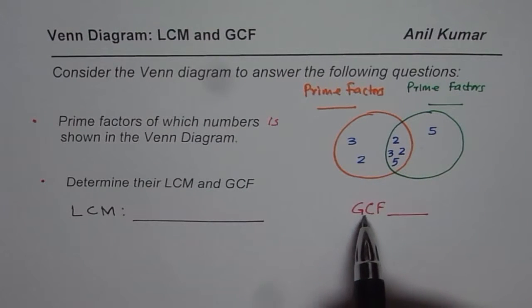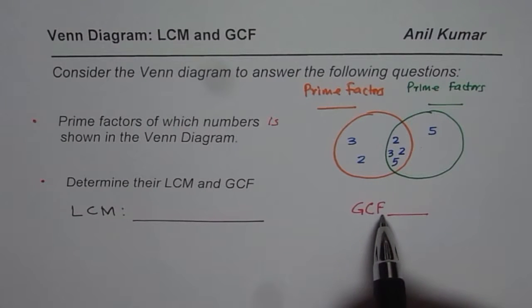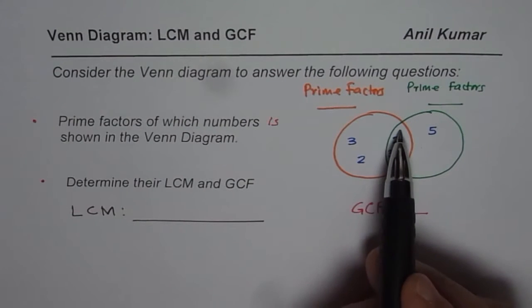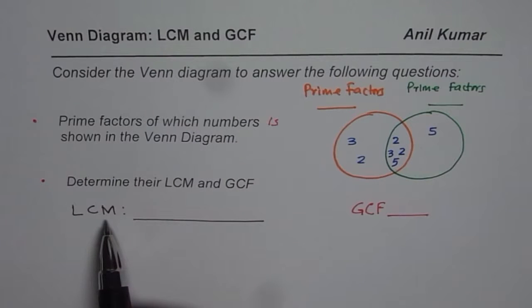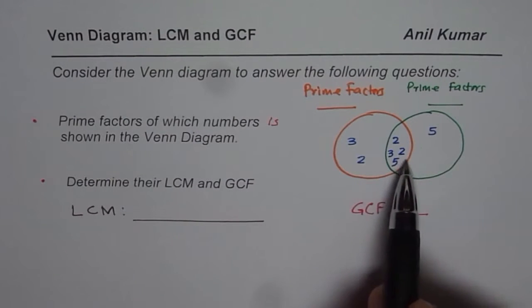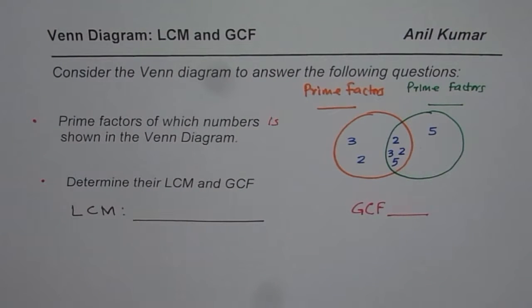How will you find the greatest common factor? Greatest common factor is, these are all the common factors. You multiply them all to get greatest common factor. And the least common multiple is what? You multiply all these numbers to get least common multiple. I think now you have understood how to find it. So go ahead and find the answer, then check with mine.